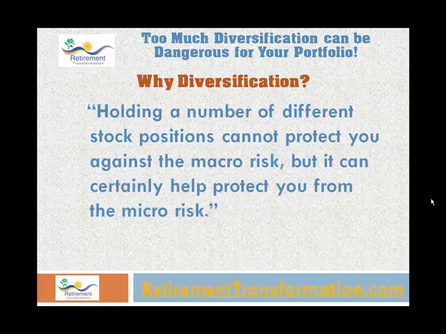Now, holding a number of different stock positions cannot protect you against the macro risk, but it can certainly help protect you from the micro risk. I hope you got the message here. If everything is impacted, you really cannot protect yourself against the macro risk. The only way to protect yourself against macro risk is to buy other kinds of investments like gold, precious metals or commodities, to diversify to that extent, but that's beyond this presentation. But you can certainly protect yourself against a micro risk, because if one company is going down, your other stocks might be going up. So overall, it might be okay for you to maintain that portfolio.